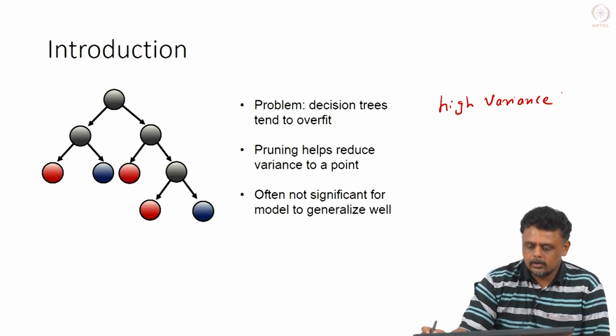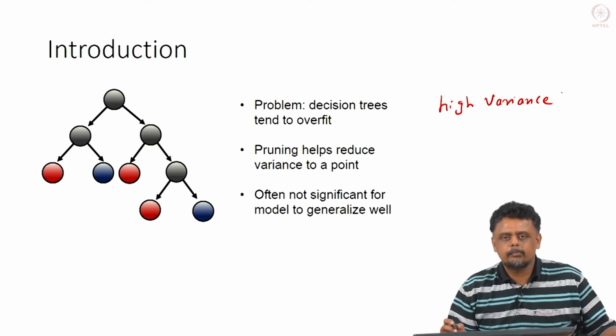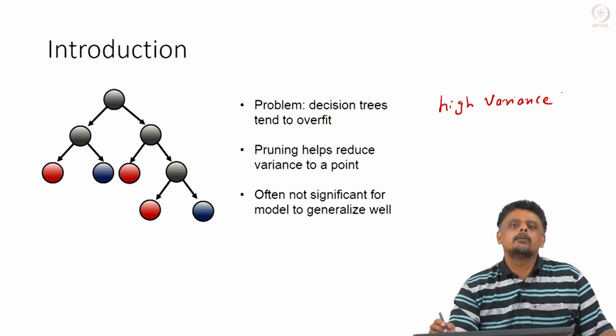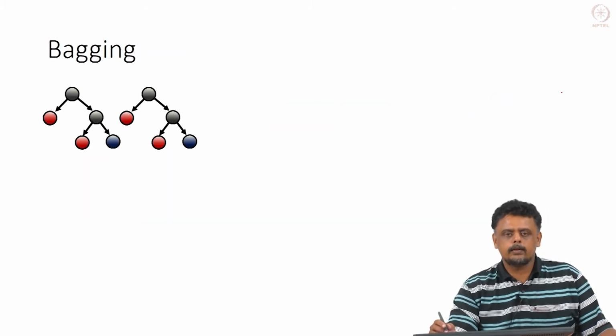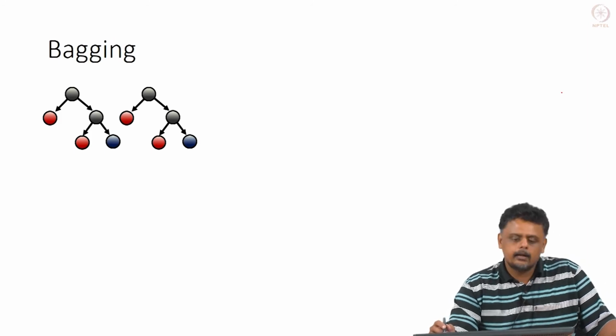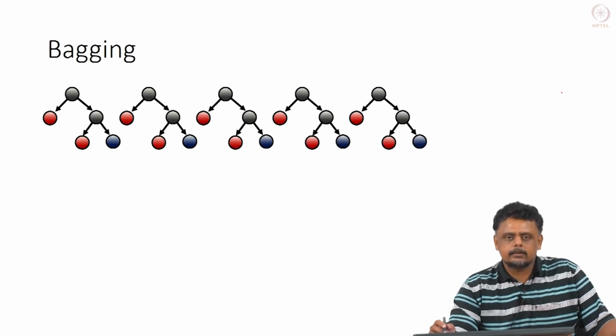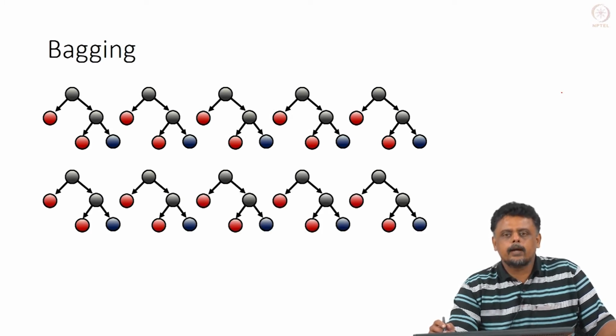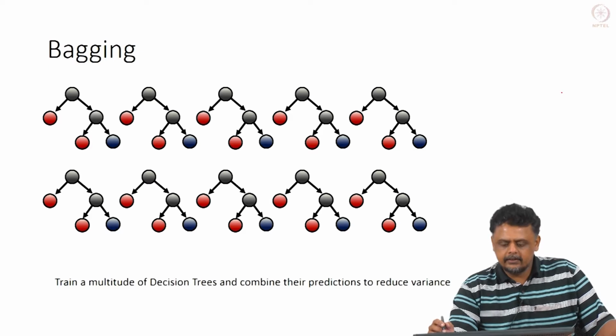Okay. So, bagging is a procedure that was developed to reduce the high variance of decision trees. We will look at how it does that. The idea behind bagging is to train a lot of decision trees on a given data set. We train a multitude of decision trees and combine their predictions to reduce the variance, right.